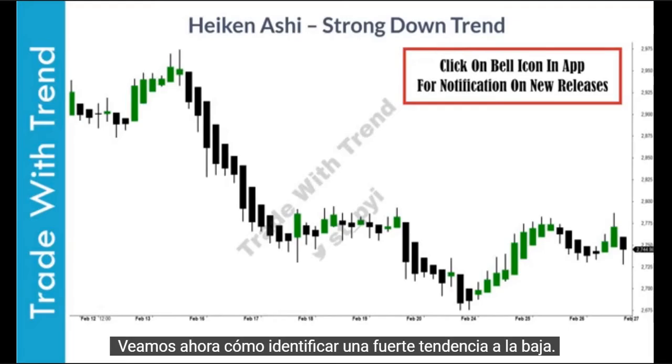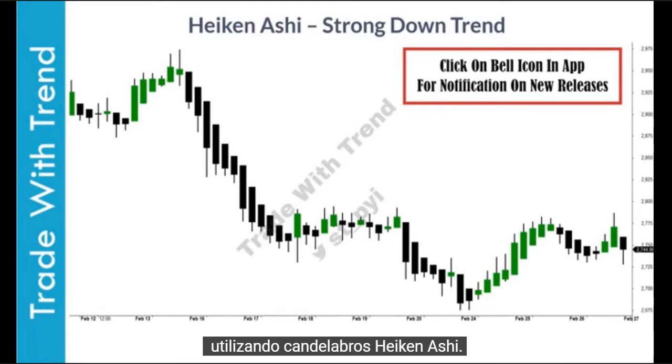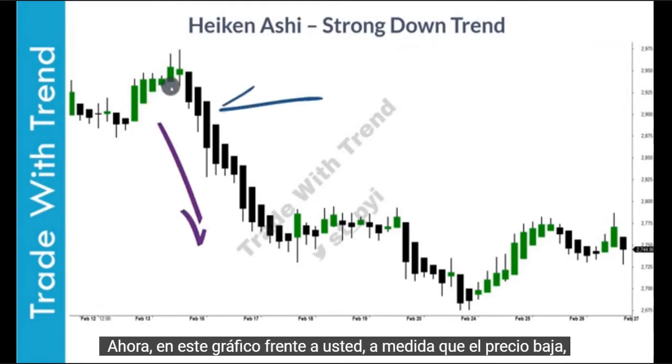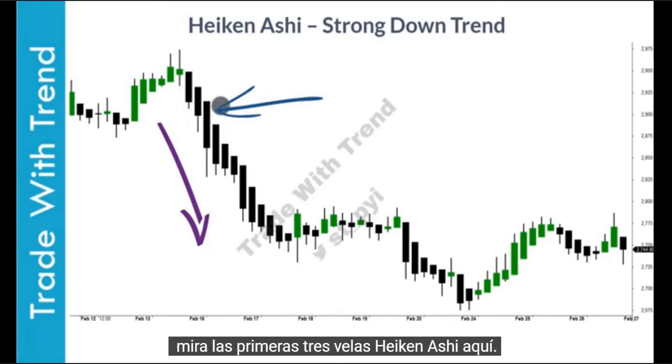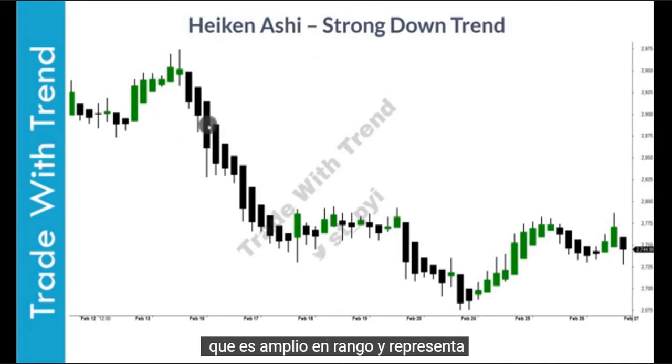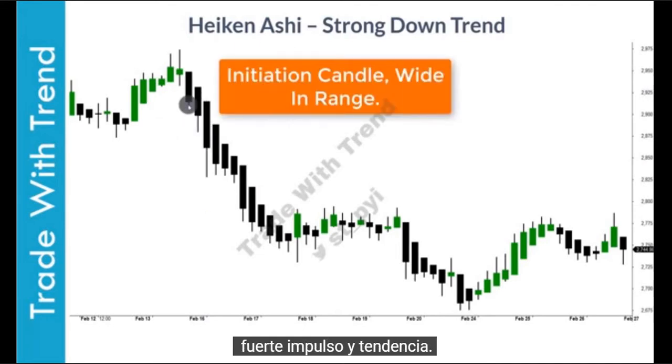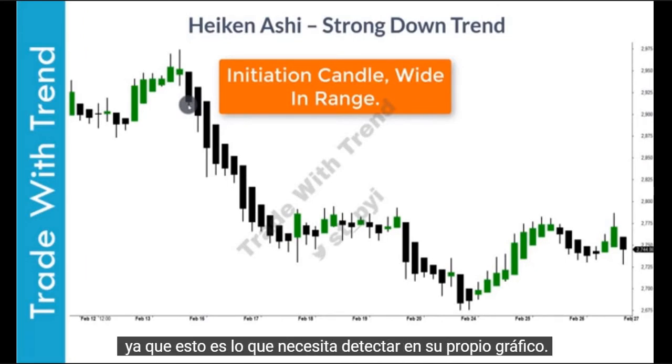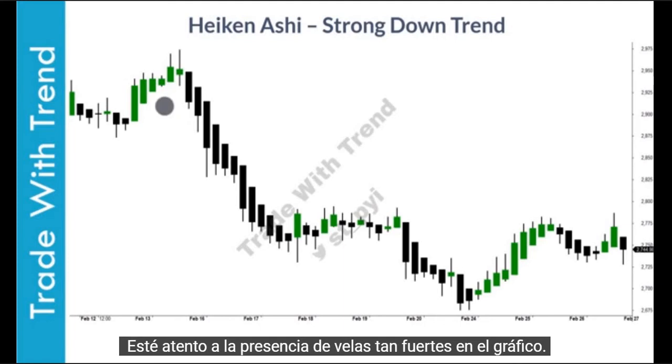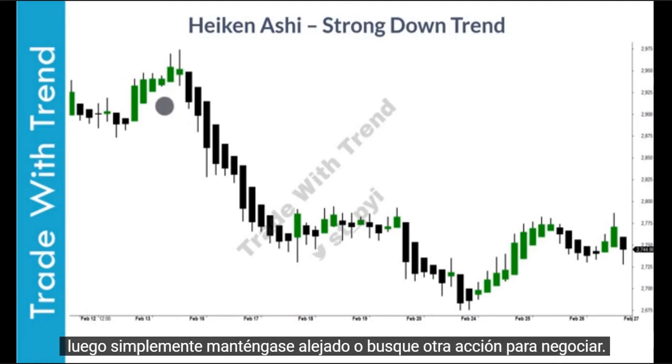Let us now see how to identify strong downtrend using Heiken Ashi candlesticks. Now, in this chart in front of you, as price moves lower, look at the first three Heiken Ashi candles here. Each candle that you see here is an initiation candle which is wide in range and represents strong momentum and trend. Now take a snapshot of this chart, as this is what you need to spot on your own charts. Now during price trend analysis, look out for presence of such strong candles on the chart. If you cannot spot such candles, then simply stay away or look for another stock to trade.